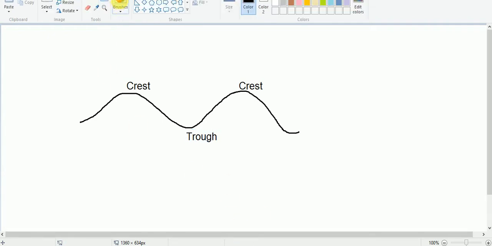So the distance between the two crests. Here we have a crest and another crest is here, and the distance between these two crests is known as wavelength. This is what we call wavelength, and it is denoted by lambda.